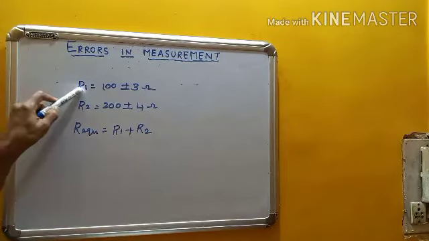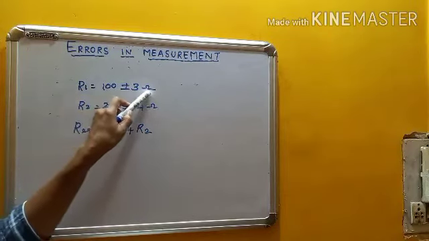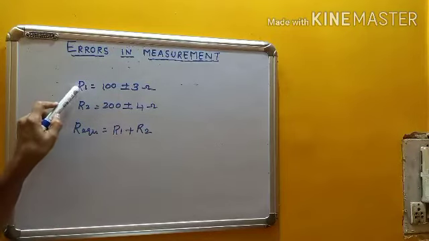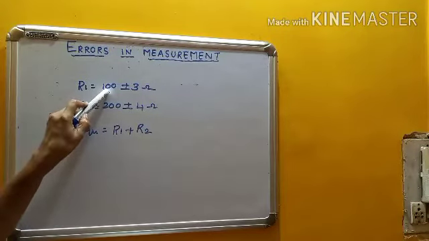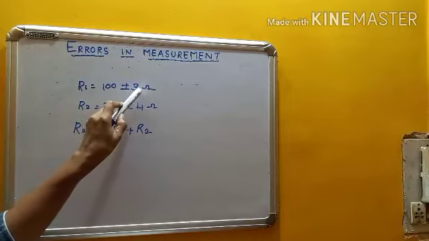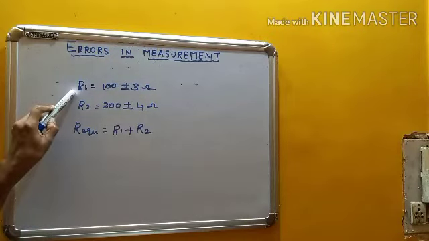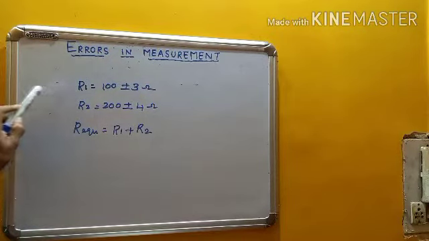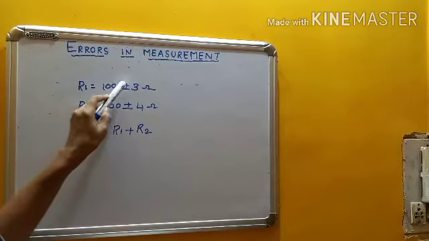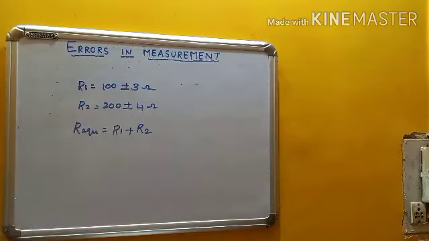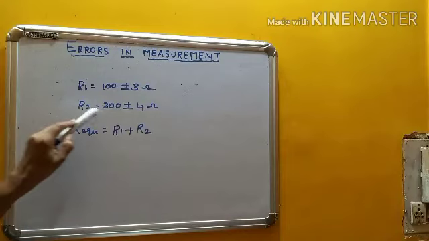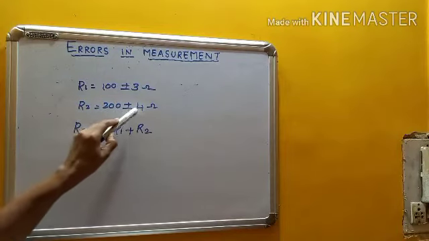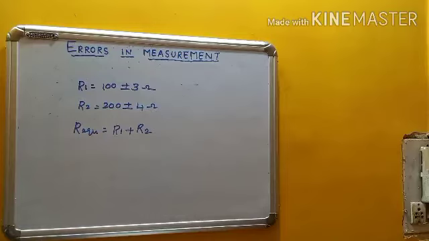So here the value R1 is given 100 plus minus 3 ohm. It means that this R1 true value is 100 and 3 ohm represents the absolute error in the measurement of R1. That is the general rule. In the previous video we have discussed how to represent any physical quantity. Any physical quantity is represented with the true value plus minus its absolute error. So for R2, 200 is the true value, 4 ohm represents the absolute error.